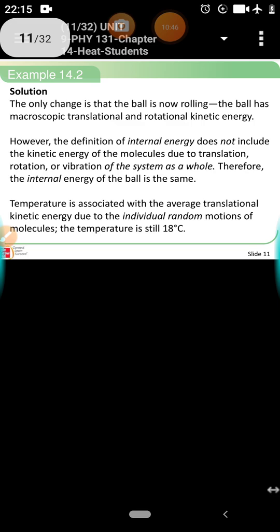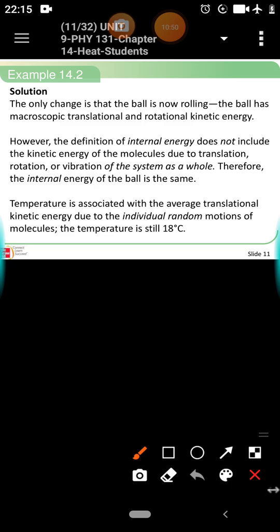Okay, let's go over the solution. They say that the only change is that the ball is now rolling. That's the only change. It was at rest and now it's rolling, and it has macroscopic translational and rotational kinetic energy. It moves, and it's rolling. So this is what they mean by macroscopic translational and rotational kinetic energy.